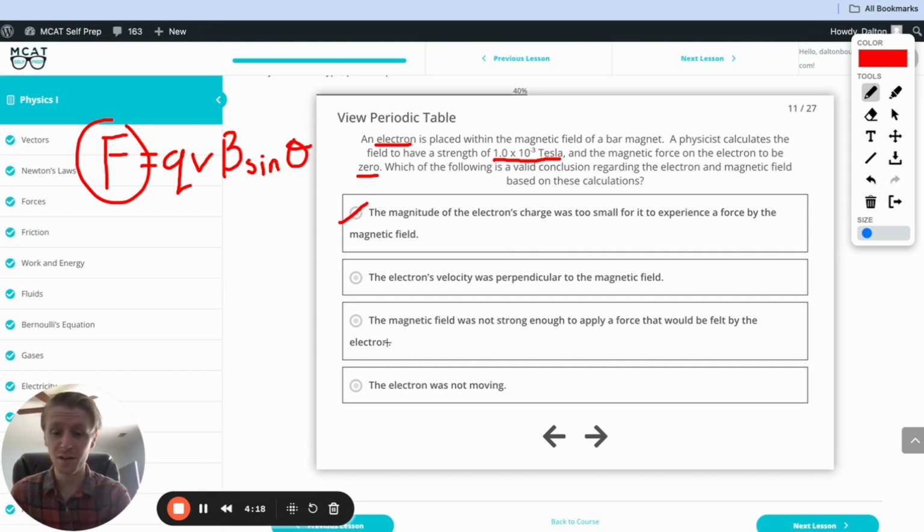This third option down here actually has the same problem. It's saying the magnetic field was not strong enough to apply a force that would be felt by the electron. Well, even if B is really little, it's still going to create some force, just a small force.